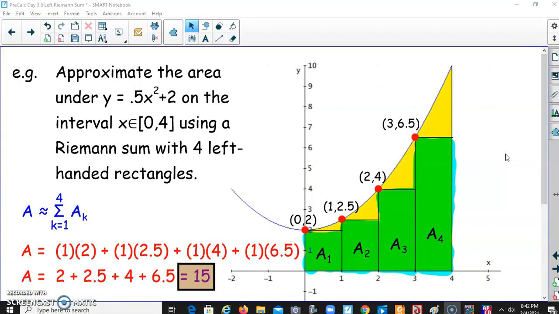And so there you have it. That's all there is to it. Split your region up into equally wide spaces with the right number of rectangles, and then compute the y-coordinates to get the heights of each rectangle, and then simply multiply base times height and add them all up. And that's everything that you need to know about approximating areas under curves using left-handed Riemann sums.